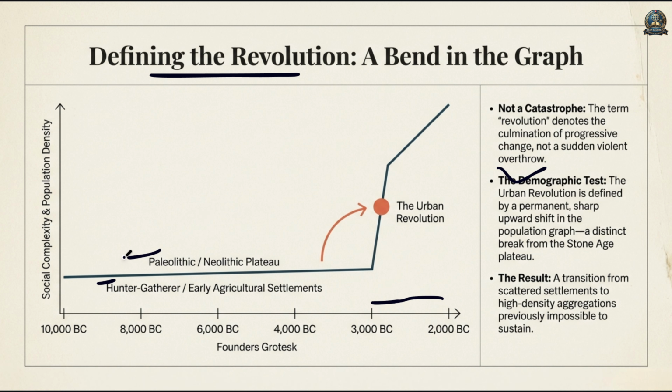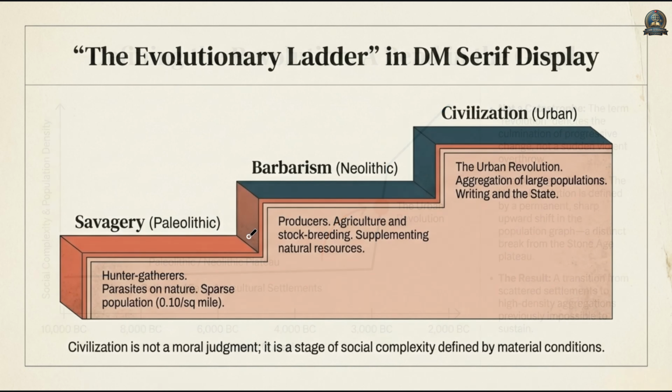Before that, the Paleolithic and Neolithic plateau, hunter-gatherers and early agricultural settlements existed. Now, there are some evolutionary steps of human settlement. First of all, savagery, Paleolithic; barbarism, Neolithic; and civilization, urban. Savagery: hunter-gatherers, parasites on nature, sparse population, with a population density of 0.10 per square mile.